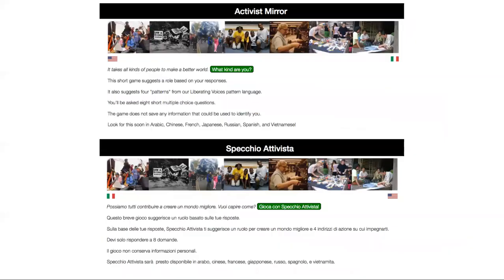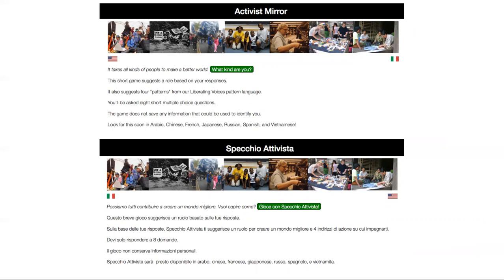So that's one thing. Another thing that we've done with the patterns is we have this questionnaire. It's called the activist game, the activist mirror, and it asks you 8 questions, and then at the end it tells you what type of activist you are. According to this one theory, there are 4 types of activists, and they're not even all traditional activists. They're people that are assisting. And we have this in English and Italian, and now Spanish, even though it's not on the slide here.